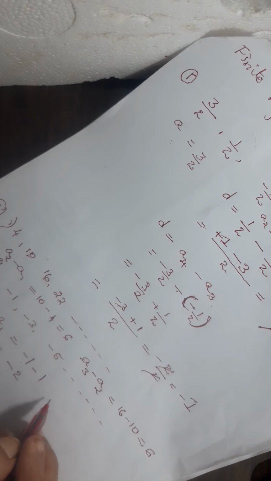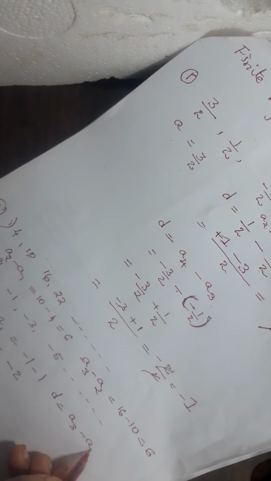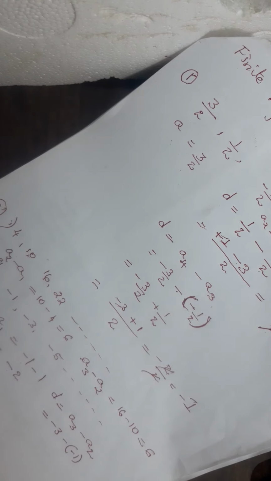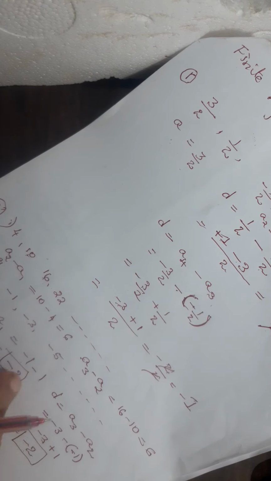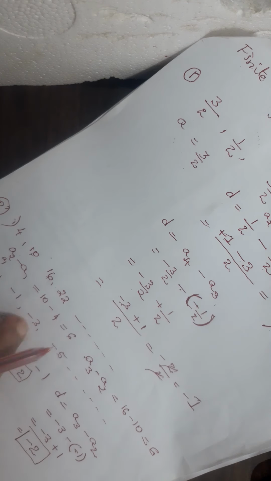Similarly, if you want to check now, D is equal to A3 minus A2, you can try. What is A3? Minus 3, minus of A2 which is minus 1. So finally I will write here minus 3 minus into minus, plus 1, which is equal to minus 3 plus 1, that is minus 2. Again you see, this D is minus 2 you have got here also. So what does it mean? It means that this is also an AP. It is having a common difference. That's why it is an AP.